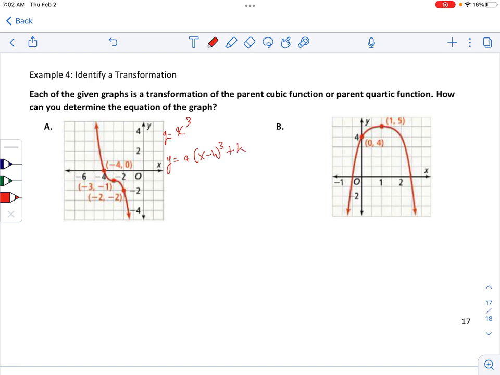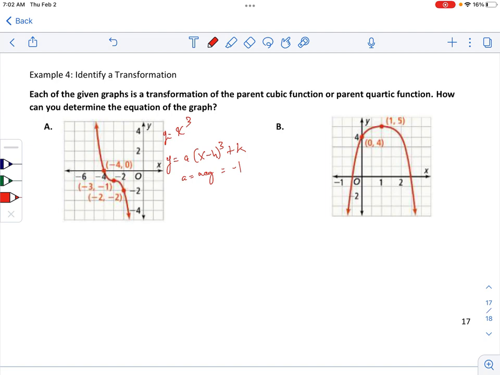Now, when we look at this, we're going down from left to right, so we know that that a value has to be negative. In this case, you can see how it didn't actually change the shape of the graph as far as the steepness of it. It just flipped it upside down, which means that your a value in this case is just going to be -1.